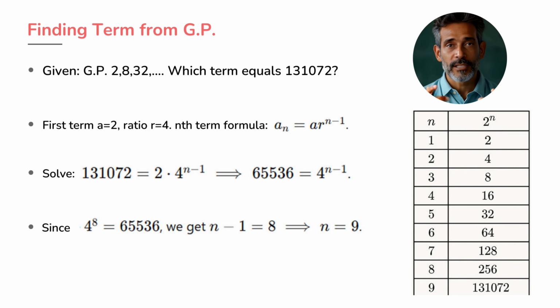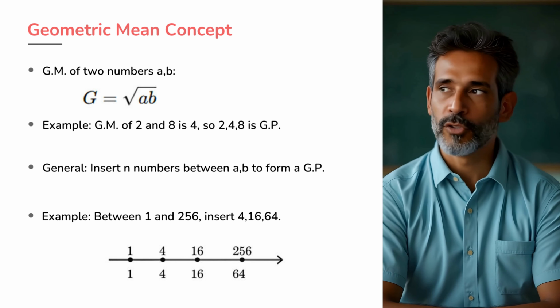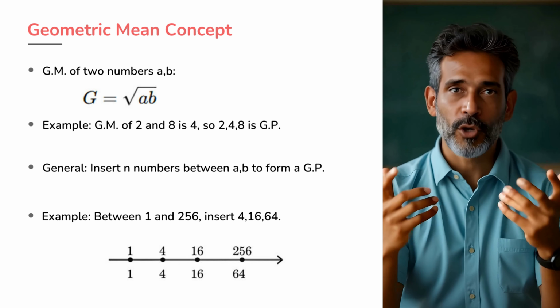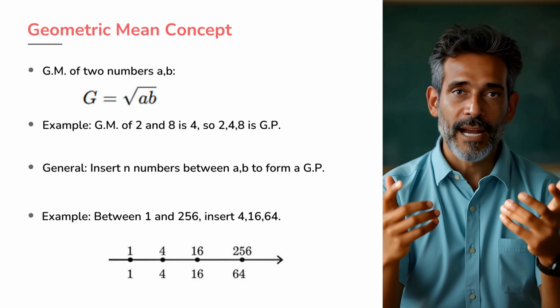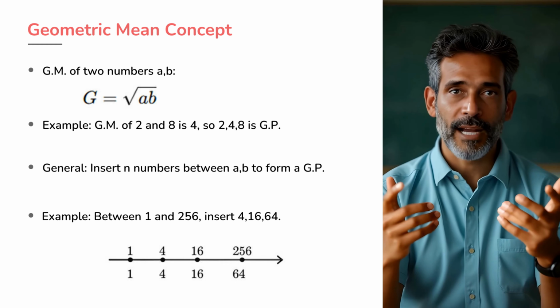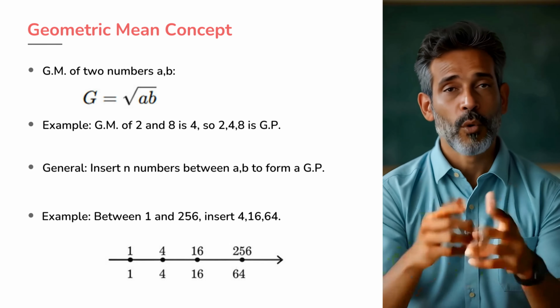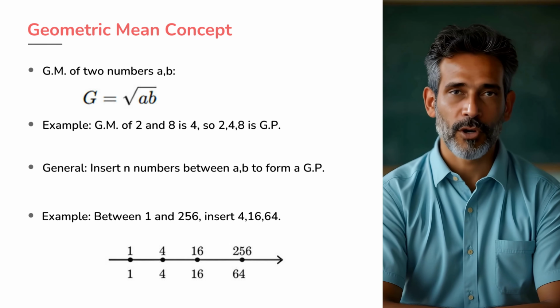Notice how the formula saves us from listing all terms one by one. Let's talk about the geometric mean, a very useful cousin of the GP. The geometric mean of two positive numbers a and b is square root of ab. For example, between 2 and 8, the geometric mean is 4. So the sequence 2, 4, 8 is in perfect geometric progression.